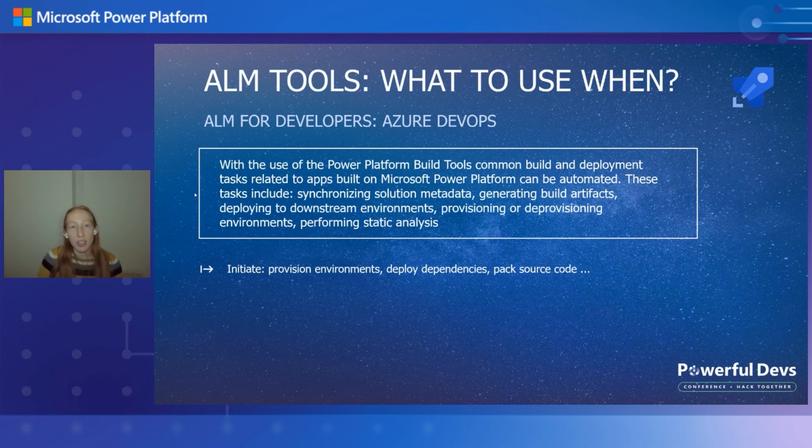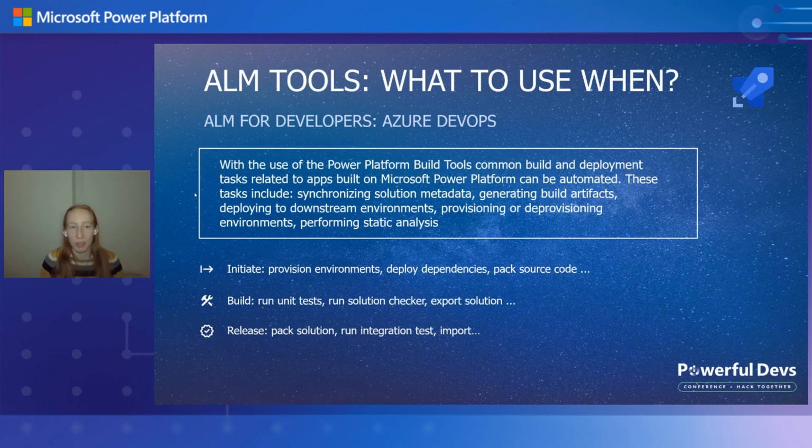And as you can see, these build tools can be divided into different categories, going from the initialization phase, for example, where you provision environments, where you deploy dependencies that might be needed. You pack source control or source code if you have code on your repository, for example. You have your build, where you can run some automated testing, run the solution checker, export your solution, and so on. And then you have more release-specific actions like packing solutions, running integration testing, importing your solutions and making them available on different environments.